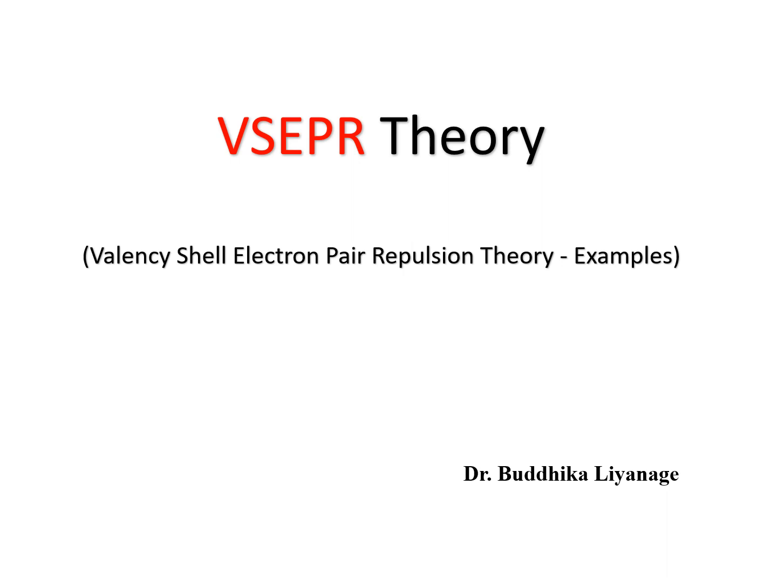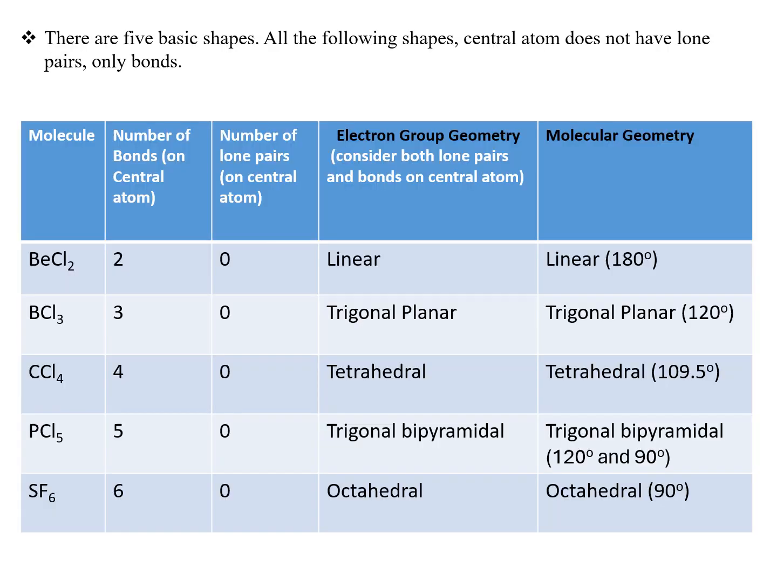Hello everyone. Let's talk about valence shell electron pair repulsion theory. Let's talk about five basic shapes. In all of the following five basic shapes, a central atom contains only bonds, no lone pairs. Let's go through them one by one.